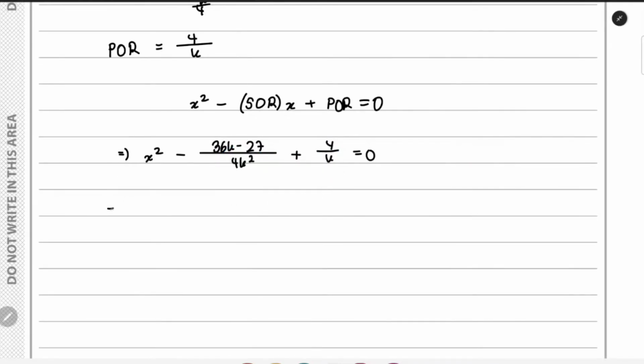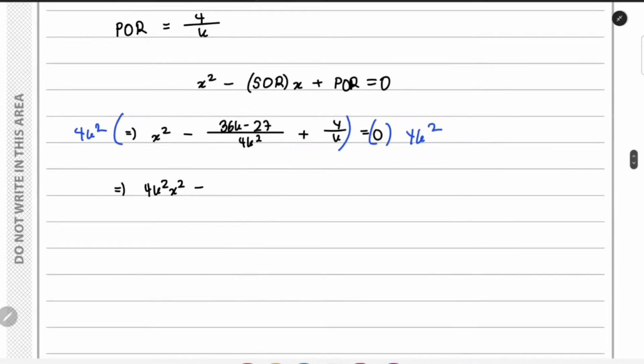So I have 4k square x square, then minus 36k minus 27 times x, and 4 by k times 4k square is 16k, equals 0. This is the answer.